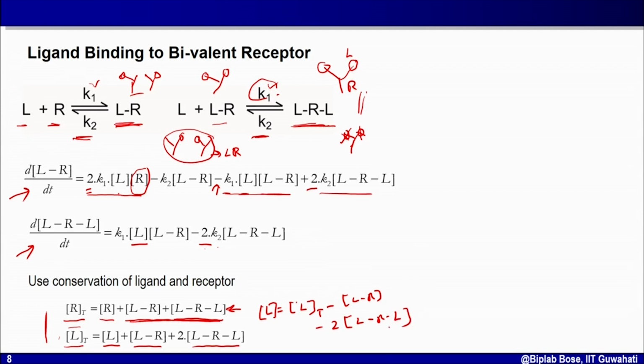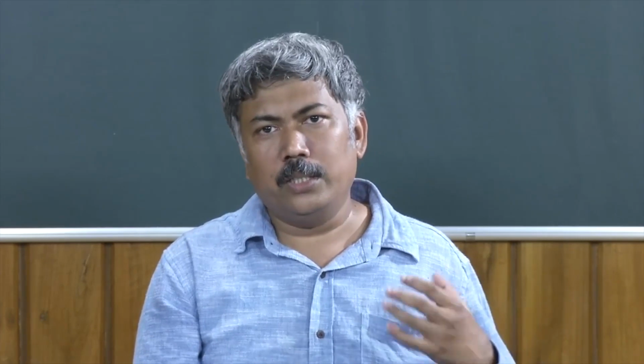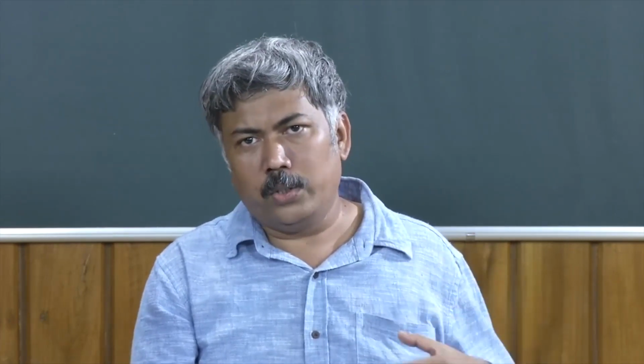So I don't require a separate ODE for L. So I have only ODEs for LR and LRL. These two are the dependent variables in my system. All other things are represented in terms of these two dependent variables. And now I can again use JSim to simulate it, considering certain numerical values for K1, K2, and the RT and LT.